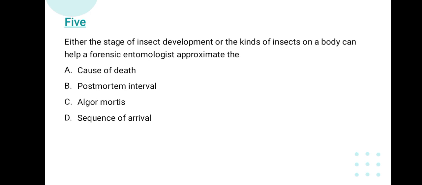Question 5. Either the stage of insect development or the kinds of insects on a body can help a forensic entomologist approximate what? Is it the cause of death? Is it the postmortem interval? Is it algal motif? Or is it sequence of arrival? The correct answer in this is postmortem interval. This is the time since death.